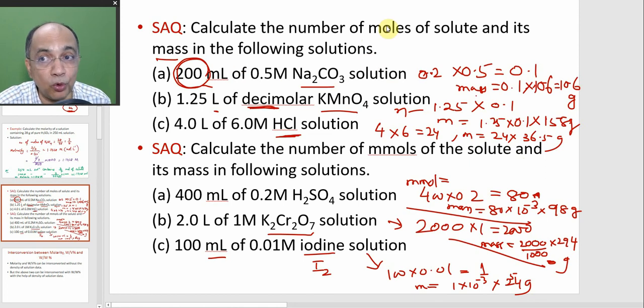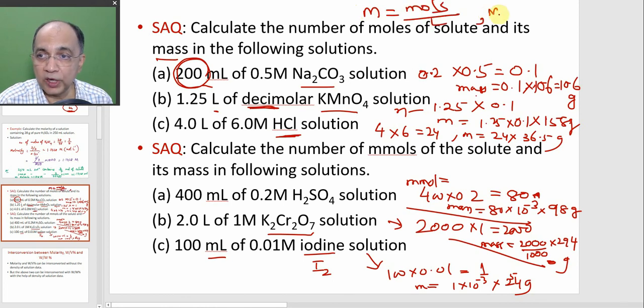Calculate the number of moles of solute and its mass in the following solutions. That is 200 ml of 0.5 M sodium carbonate. We know that this is our formula: molarity is equal to the number of moles by volume in liter, or molarity is the number of millimoles by volume in milliliters.